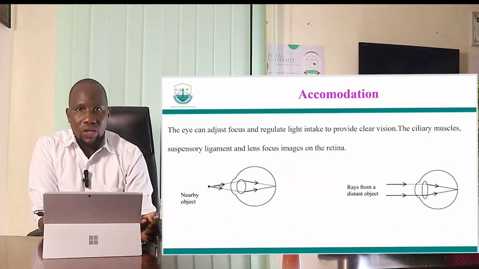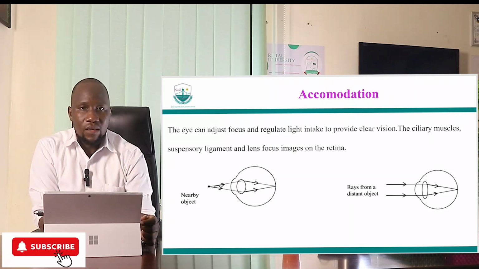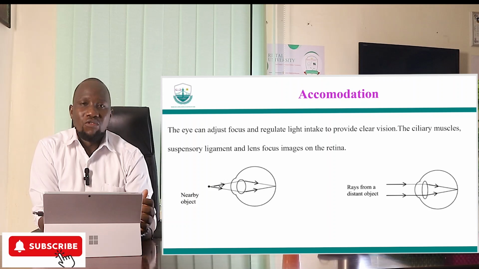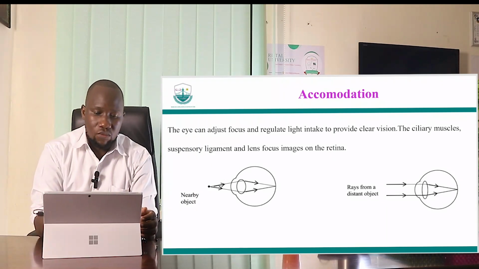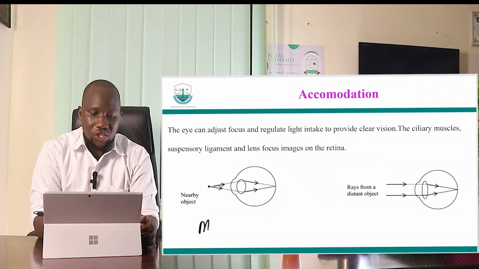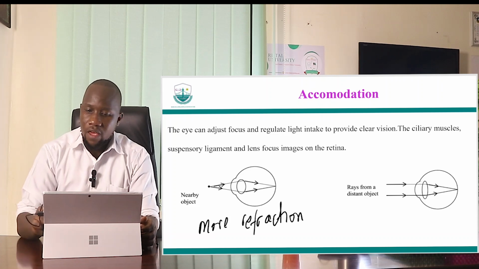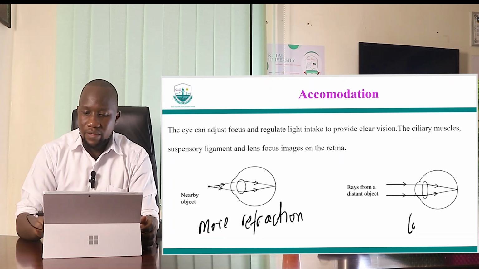When we have an object near our eyes, the rays are diverging, so therefore we need to refract them more, bend them more. Okay, more refraction is needed here, so that we can achieve this. More refraction. Here, less refraction is needed.